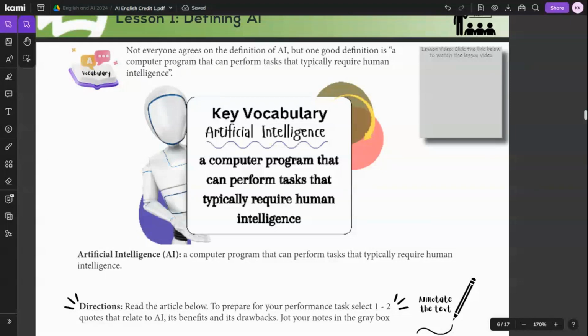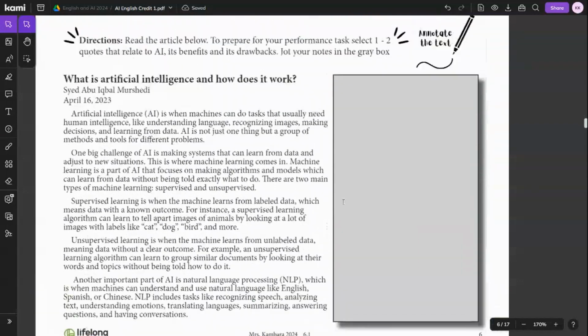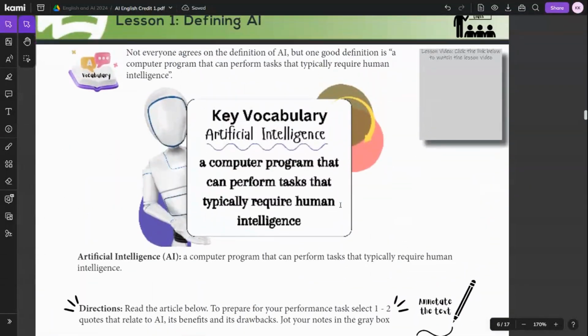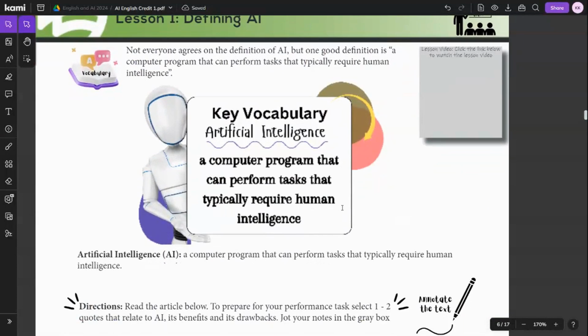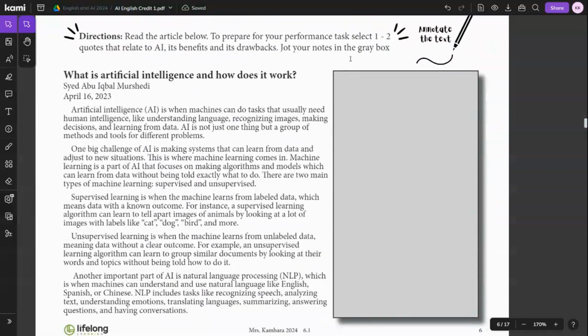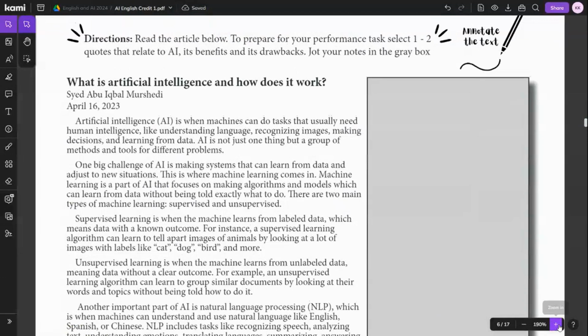Right, so we're taking a look at page number 6 in our credit, and we're going to continue working on defining AI. So the key vocabulary for this part of the credit is going to be artificial intelligence. We've been working on defining it. So our definition moving forward is a computer program that can perform tasks that typically require human intelligence. So let's take a look at this article and we're going to read it together.